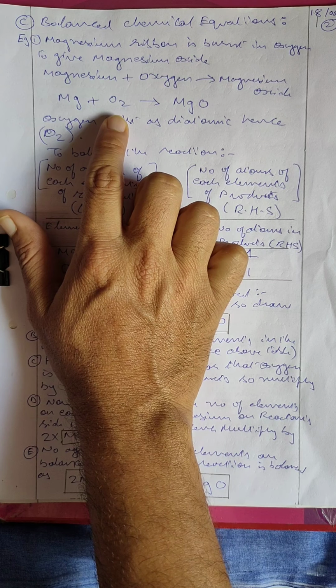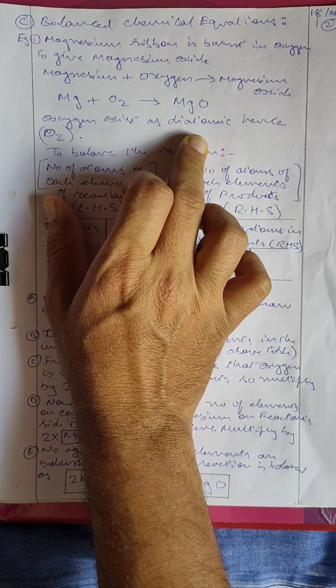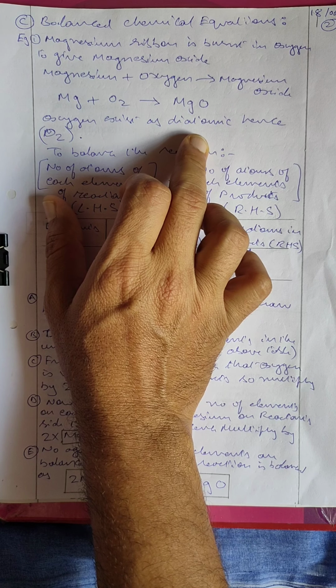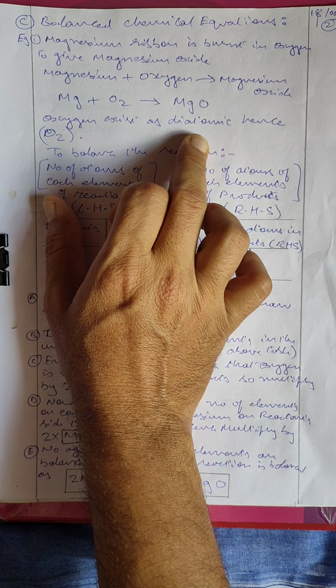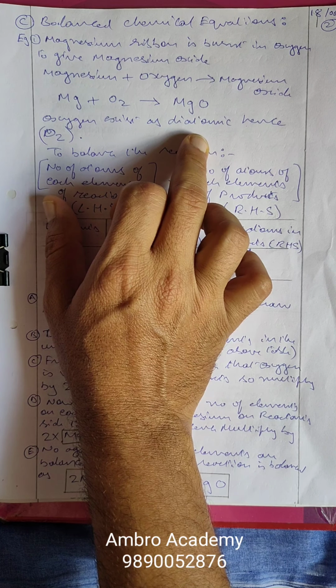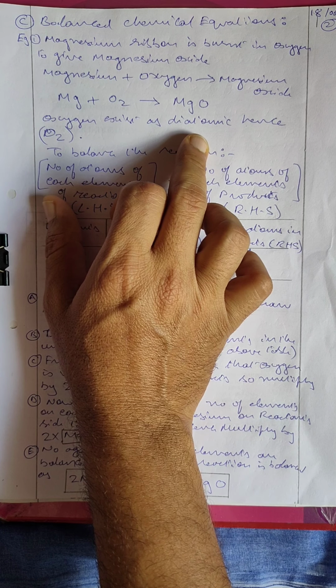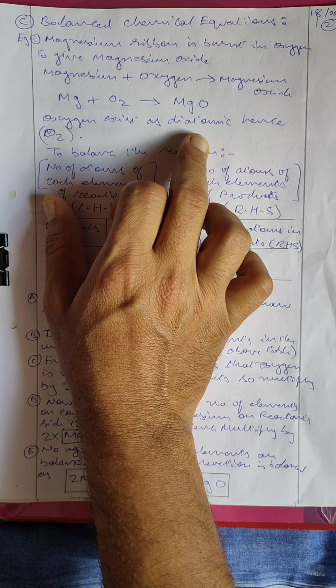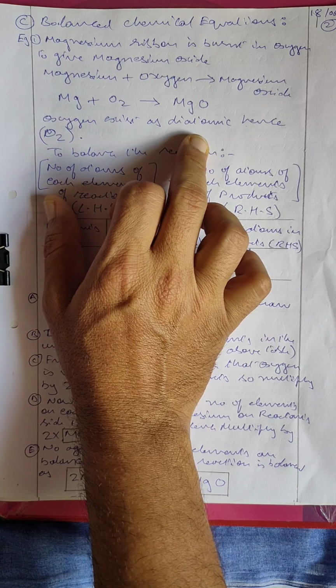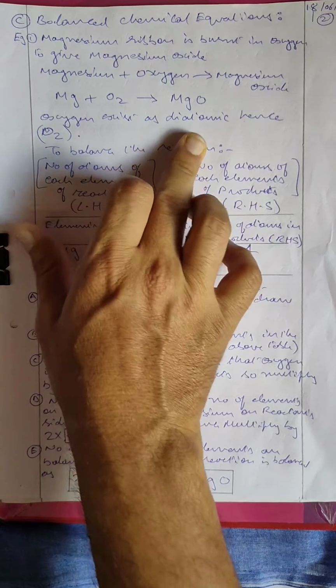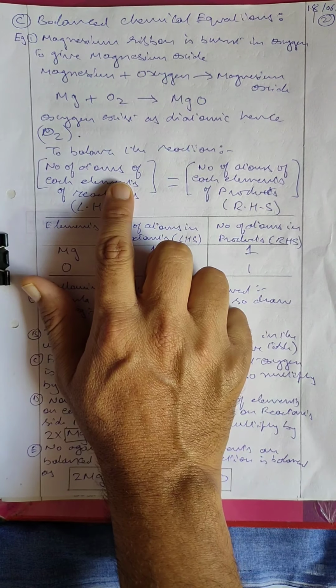Oxygen O2 we have written because oxygen exists in a diatomic state. That means oxygen never exists as O, it exists as O2 because the valency of oxygen is 2. So two oxygens are required to form oxygen gas. We first of all need to balance the equation.